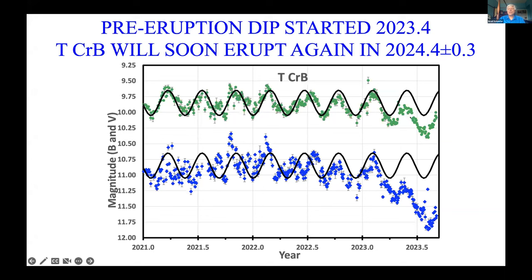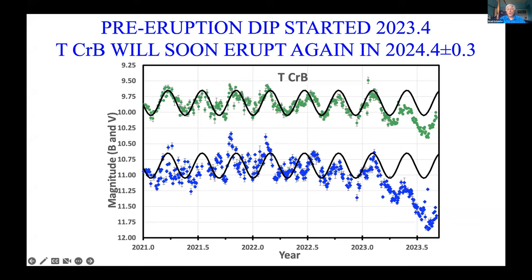And this is seen especially in the B band. So here you have, currently in the B band, let's see, 11.75. T CrB is almost 3/4 of a magnitude faint. It's going into the pre-eruption dip. Here it is. And the pre-eruption dip started sometime in here, depends on when you want to call it.